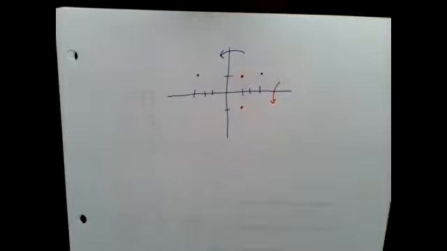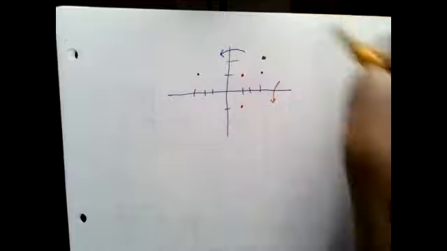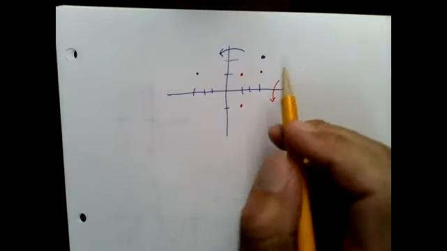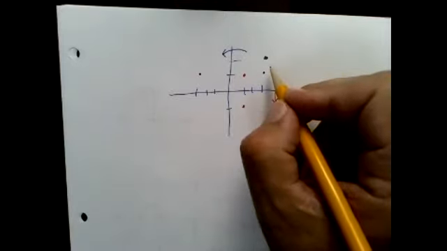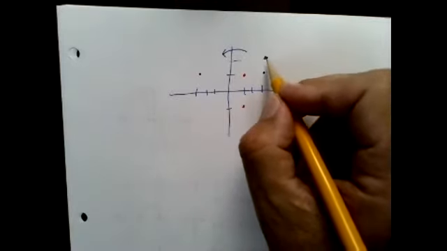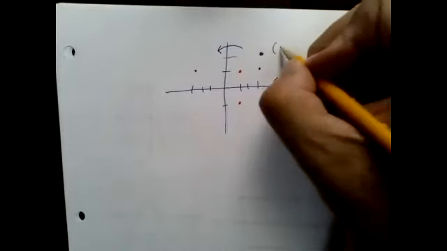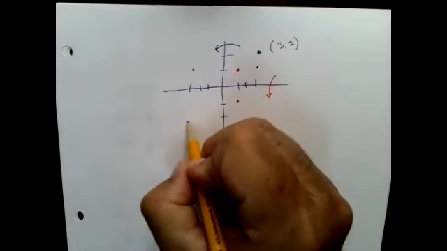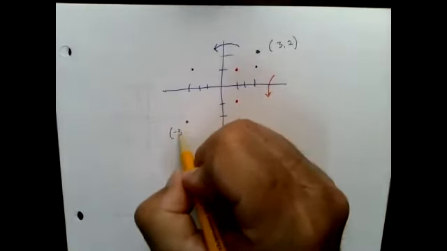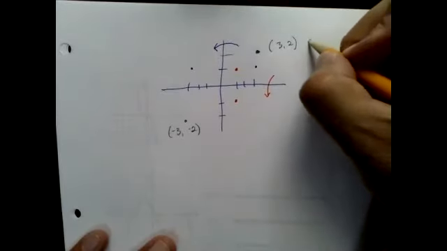The last one is, let's say I have the point 3, 2, and I take the opposite of the x and the opposite of the y. So instead of the point right here being 3, 2, I have the point -3, -2. That's called symmetry over the origin.